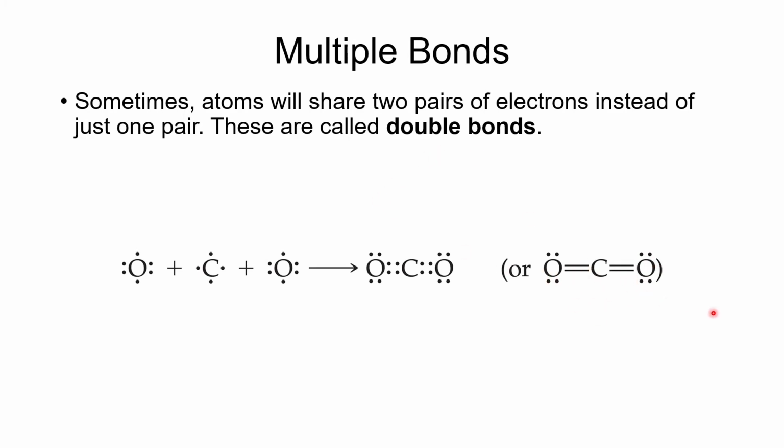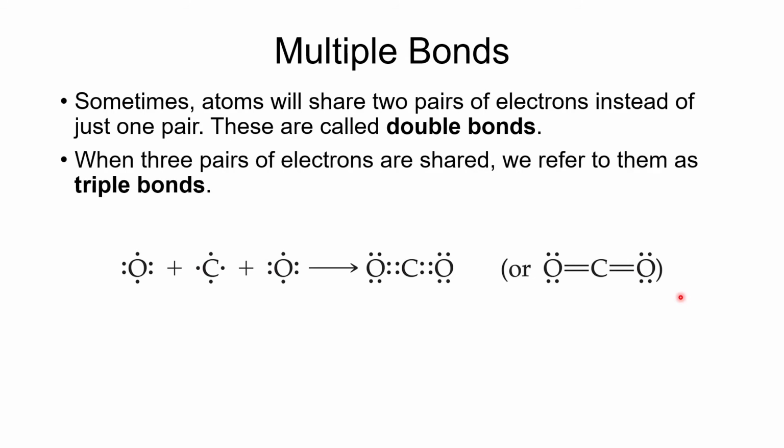So those are both double bonds. If we have 3 pairs of electrons shared, we refer to them as triple bonds. And if you're wondering, well, where does this end? How many bonds can we share? For the things we're going to look at, 3 is the maximum.